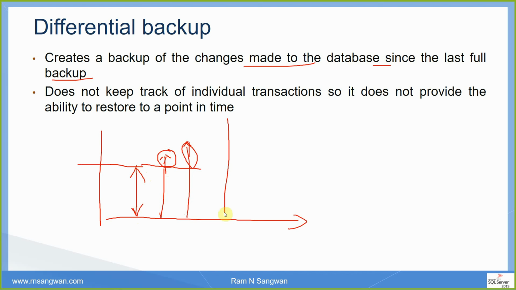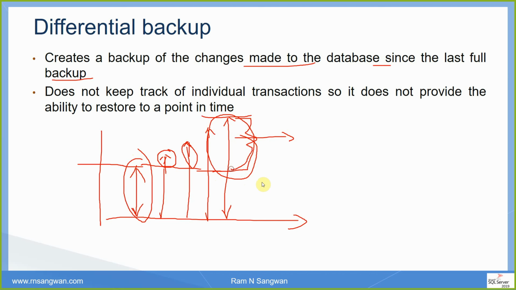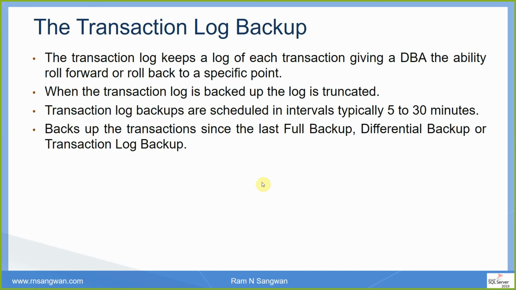But if we go to the next point in time and say I don't want incremental backup, I want differential backup, then when was the last full backup taken? It was taken here. So everything from this point to this point will be backed up, meaning this component will be backed up, and this is called the differential backup. It does not keep track of individual transactions, so it does not provide the ability to restore to a point in time. That is the drawback of differential backup.